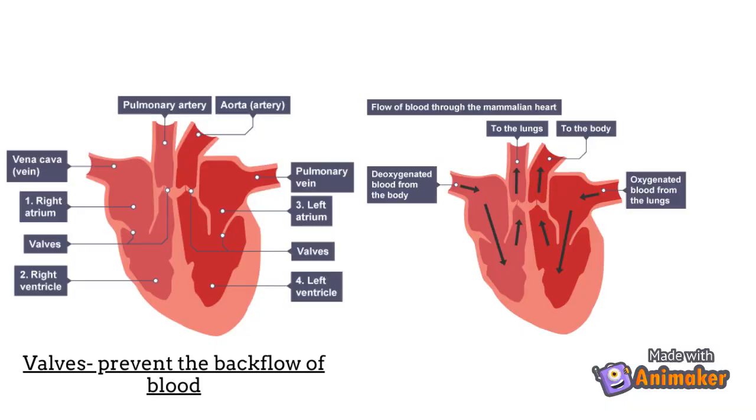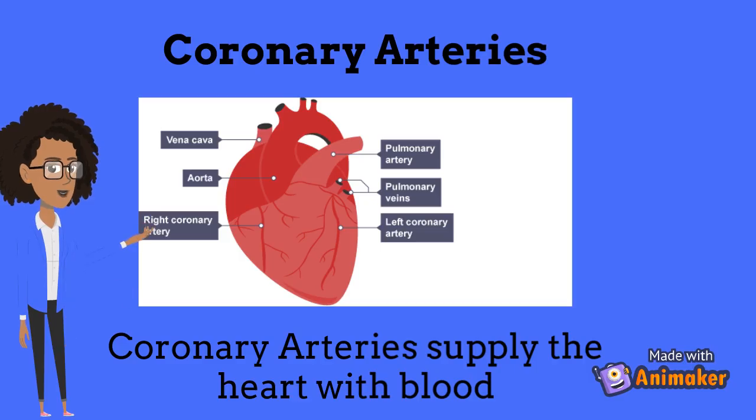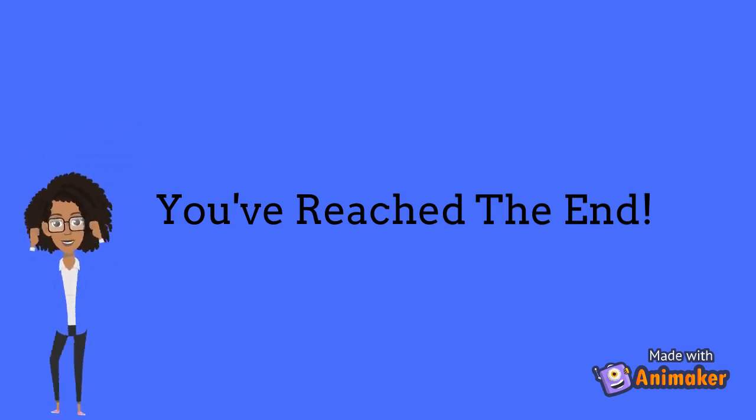The heart also has things called valves that prevent the blood from flowing back in the wrong direction. The heart also has arteries called coronary arteries that supply the heart with blood, as it is also muscle that needs blood. And that's the end of the video.